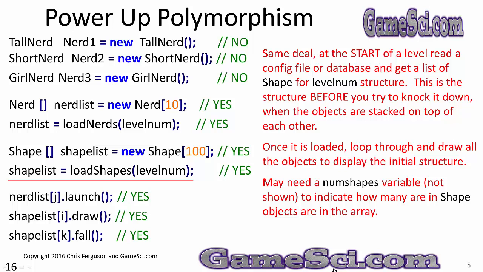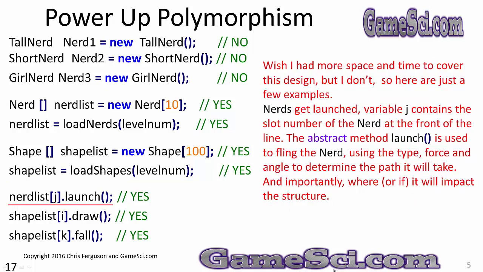Same deal. At the start of a level, read a config file or a database and get a list of shapes for that level number's structure. This is the structure before you knock it down, when the objects are stacked on top of each other. Once it's loaded, loop through and draw all the objects to display the initial structure. You may need some sort of numShapes variable, not shown, to indicate how many are in the shape object array. Wish I had more space and more time to cover this design, but I don't.